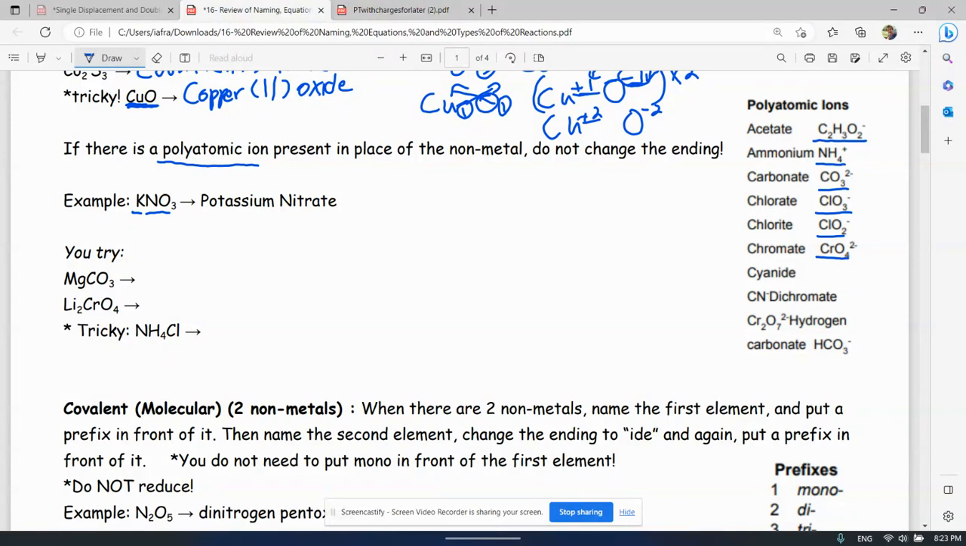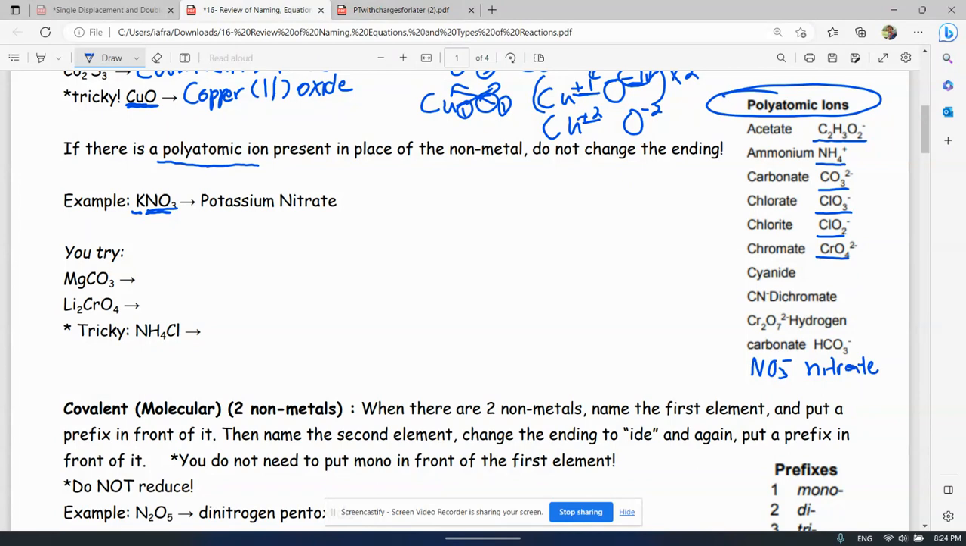You just name the metal and the polyatomic ion, and you can find the polyatomic ion in the table that's provided to you. It won't be in the periodic table itself, but it'll be with your data tables. It'll be a table kind of like this over here, and you'll be able to see what they're called. So here we have potassium and NO3. NO3 is not in this table here, but you would be given this in a table generally. NO3 minus is nitrate.